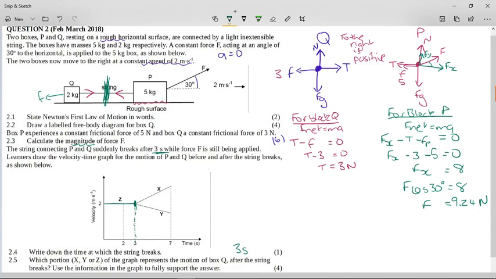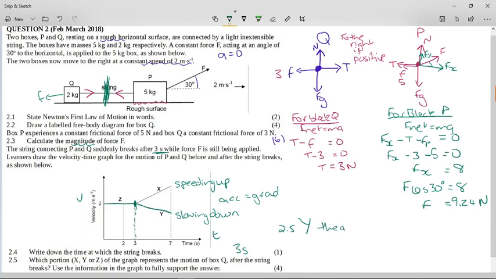So we need to figure out which section of the graph shows something slowing down. Now this is a velocity time graph, so acceleration is the gradient. So this part is speeding up, okay, after 3 seconds because the gradient is increasing, and this part is slowing down. So box Q is going to slow down because friction, okay. So this portion of the graph is this portion Y. So for 2.5, Y is the motion of box Q. Use the information in the graph to fully support your answer.